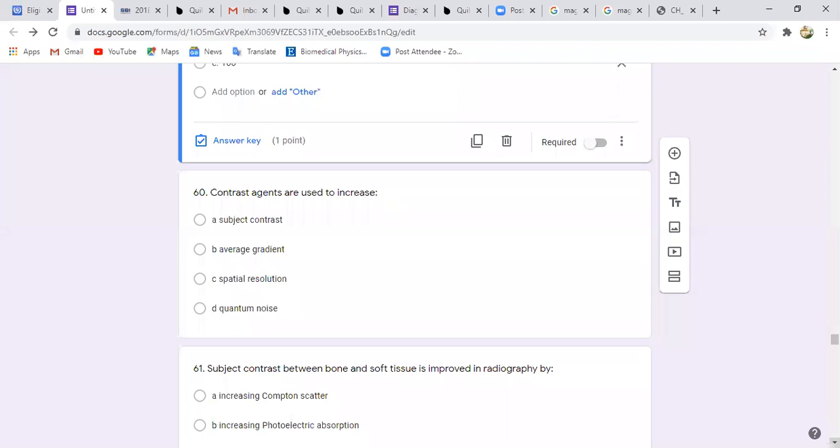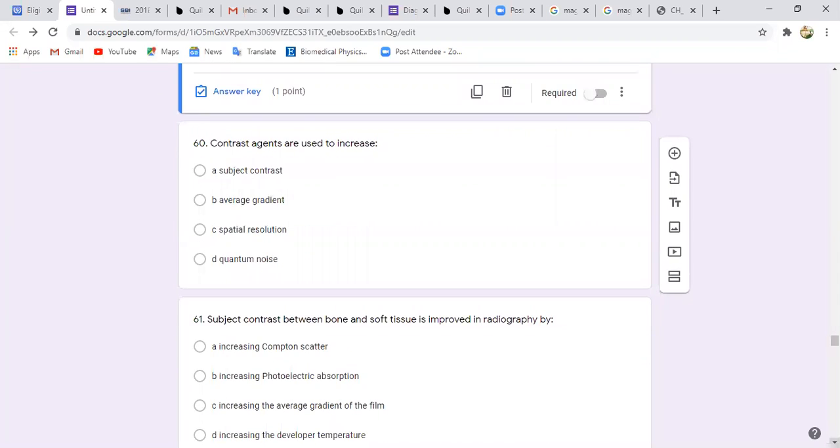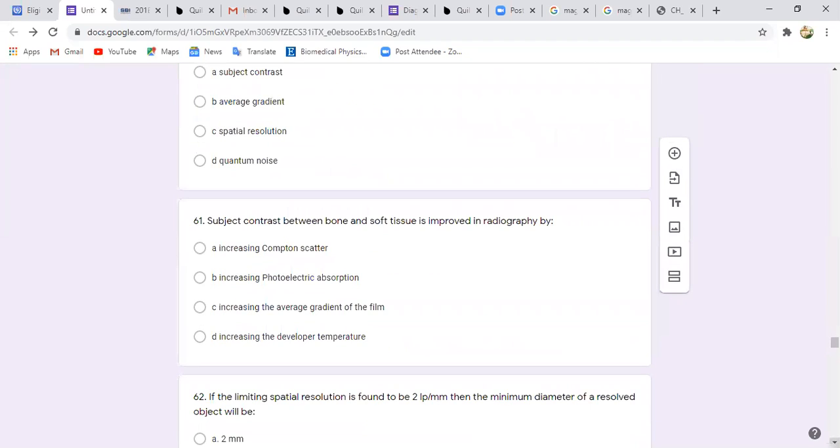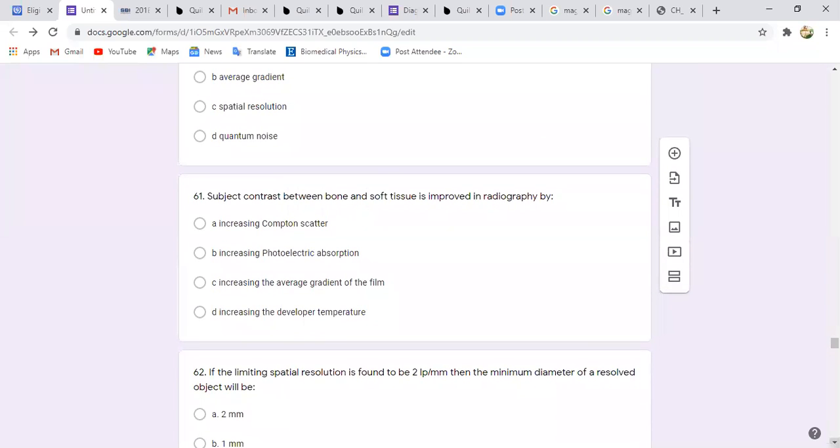So contrast agents are used to increase subject contrast. That one is straight up. We have 61. Subject contrast between bone and soft tissue is improved in radiography by increasing what? Increasing the average wavelength of the beam, increasing photoelectric absorption. Of course, anything that can help us increase the photoelectric absorption will increase the subject contrast.